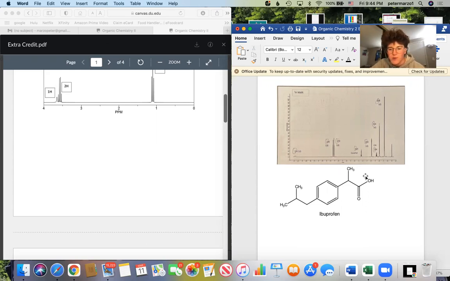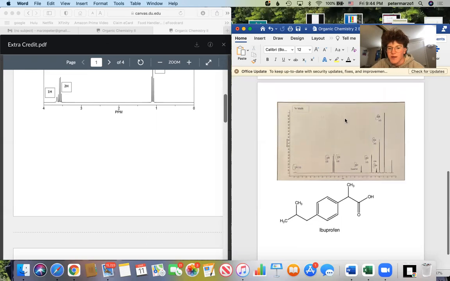So with all these partial structures, it can be determined that ibuprofen is the structure analyzed in the proton NMR above.